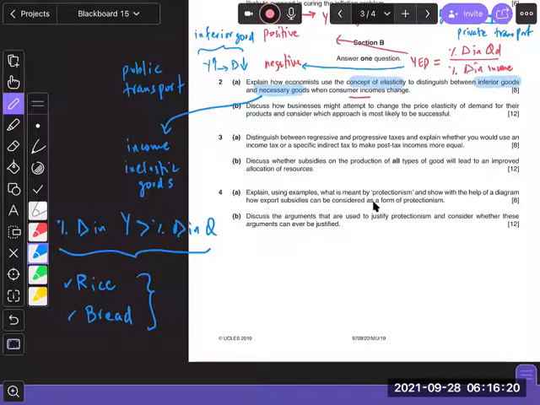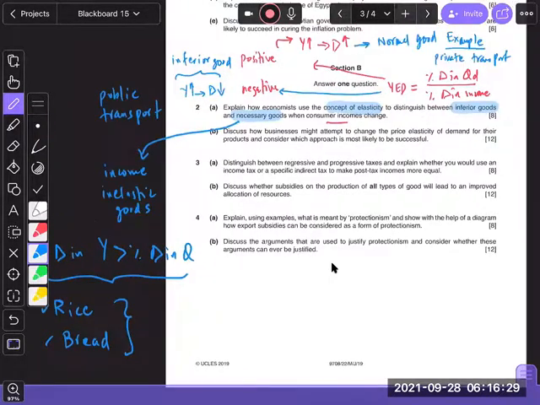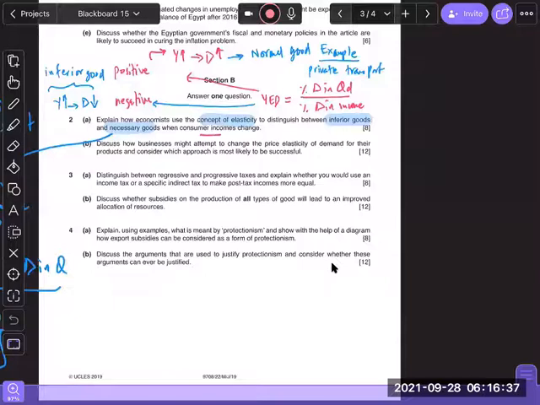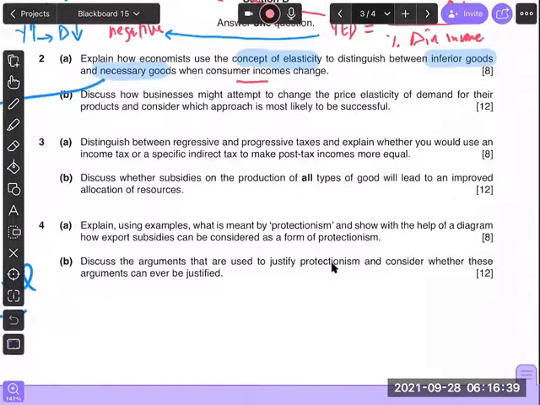Okay. The next part says discuss how businesses might attempt to change the price elasticity of demand for their product and consider which approach is most likely to be successful. This is a very popular exam question. I want everyone to prepare this. Like every exam that we're doing, we see one of these kinds of questions coming, which is either about relevance of YED, PED, XED, and one of these questions is also about how useful is PED and how can we change it.